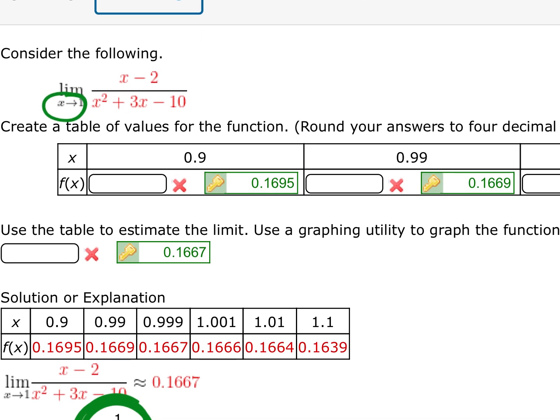But for this, when we plug in 1, we get -1 on top over 1 plus 3 minus 10, so -6, which would be 1 over 6. So always, first thing you want to try with limits, direct substitution.